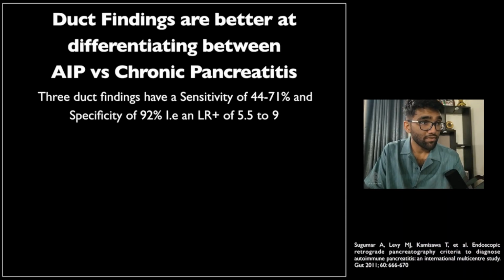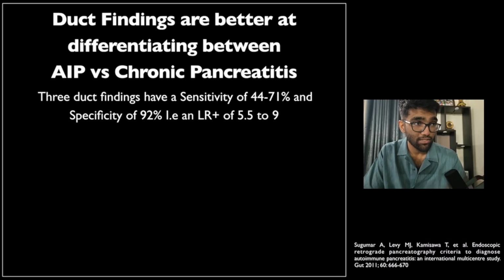So as we discussed previously, the LR positivity of some of the findings in autoimmune pancreatitis that help differentiate it from pancreatic neoplastic lesions is actually significantly more. Specifically, the lack of upstream duct dilatation has an LR positivity reaching 18. So definitely imaging is better at differentiating autoimmune pancreatitis from other mass forming lesions within the pancreas, but it is still useful in differentiating autoimmune pancreatitis from chronic pancreatitis.